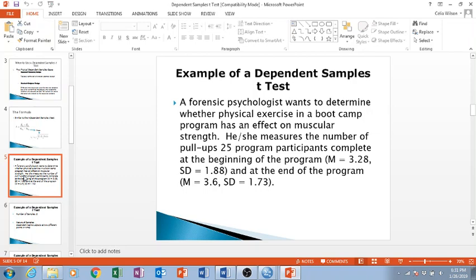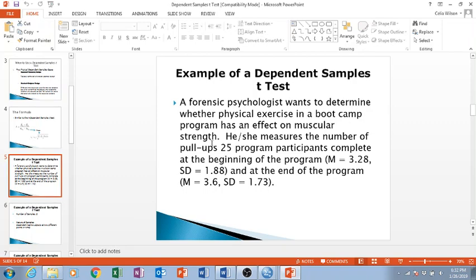Dependent samples t-test example. A forensic psychologist wants to determine whether physical exercise in a boot camp program has an effect on muscular strength. He or she measures the number of pull-ups 25 program participants complete at the beginning of the program and at the end. And we have a little information there. In the beginning, they completed on average 3.28 pull-ups, standard deviation of 1.88, and at the end they completed 3.6 pull-ups on average with a standard deviation of 1.73.